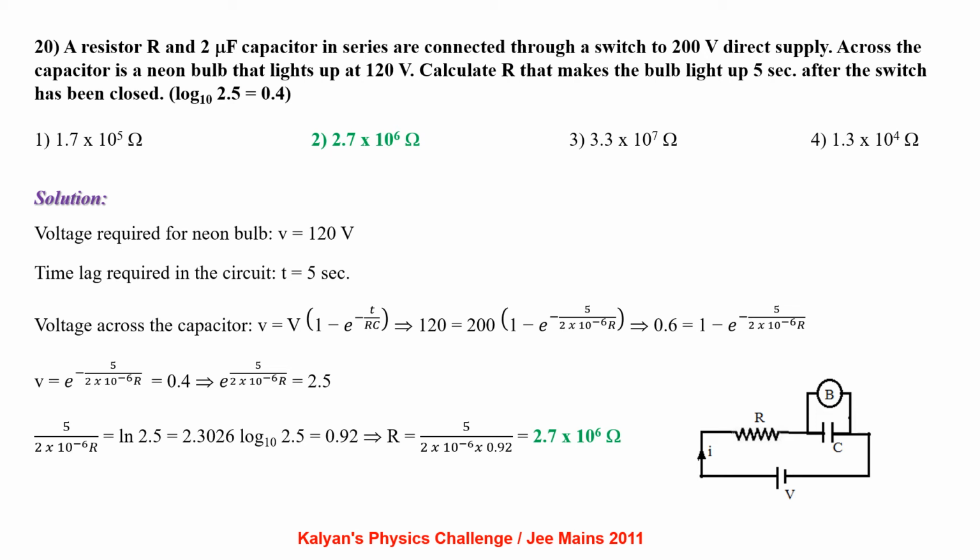So voltage across the capacitor V equal to V times 1 minus e power minus t by RC. It is 120 equal to 200 of 1 minus e power minus 5 by 2 into 10 power minus 6 into R. That comes out to be 0.6 equal to 1 minus e power minus 5 by 2 into 10 power minus 6 into R. Upon simplification, we get capital R equal to 5 by 2 into 10 power minus 6 into 0.92, which comes out to be 2.7 into 10 power 6 ohm.